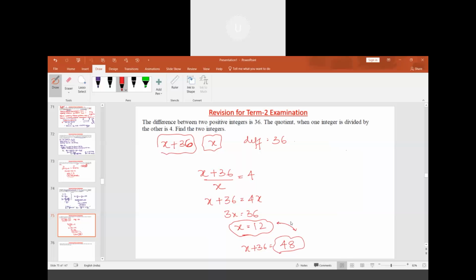Now you see the difference of these two is 36. So whenever they give the difference, we should not take x minus, we have to take x plus. If they give the sum of two digits is 9, in such cases, if you take one of the digits as x, the other digit will be 9 minus x. This is for the sum. If they give the difference, we have to consider x plus some number. Understood? Yes, sir.